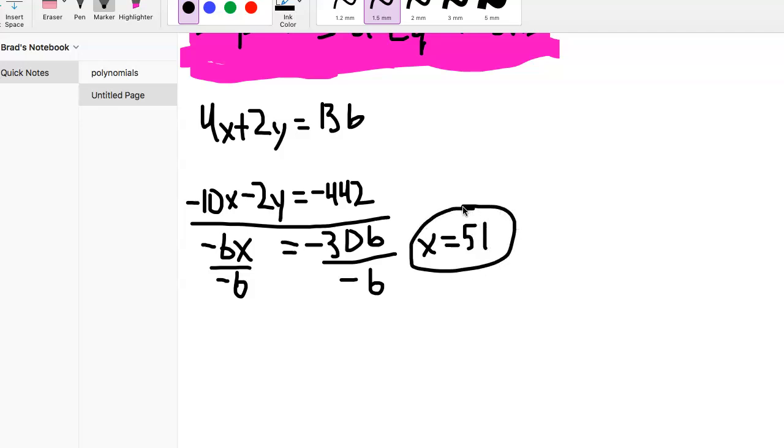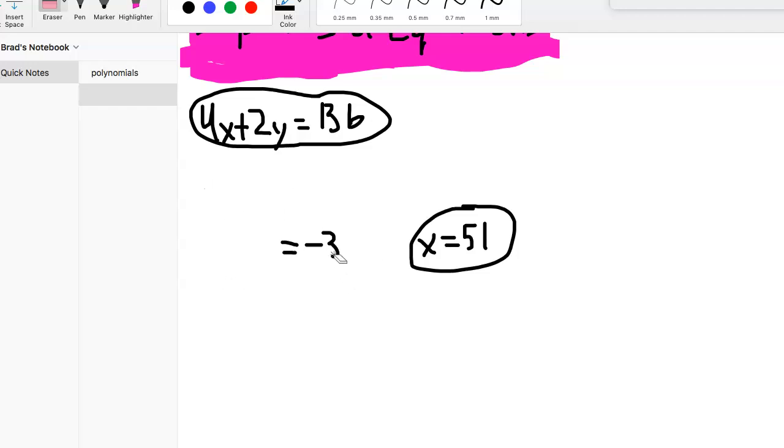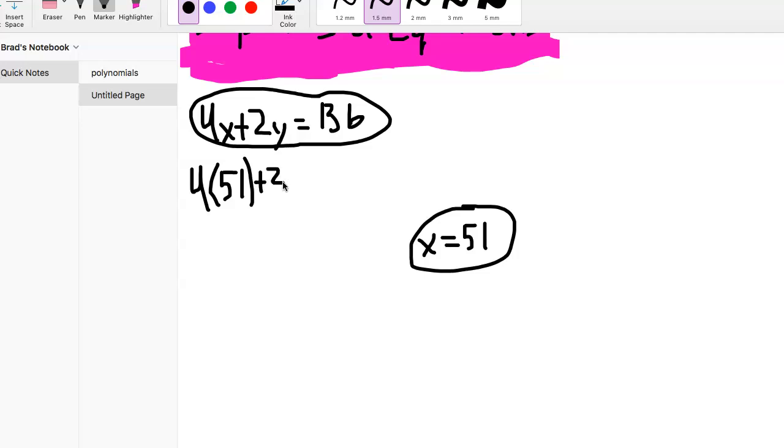It'd be nice if they just said, just solve for x and you're done, but they might want you to solve for y also. That's probably fair, so let's go ahead and do that. Now we can plug this number for x into our top equation, 4x plus 2y equals 136. Sorry, it's so easy to run out of room. So we have x equals 51, feeling good about that answer. We'll go 4 times x, which is now 51, plus 2y equals 136, and then we're just going to solve for y.